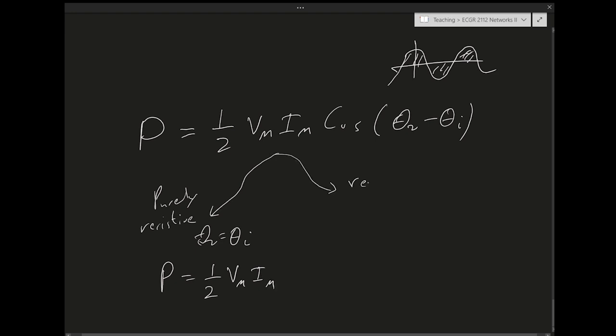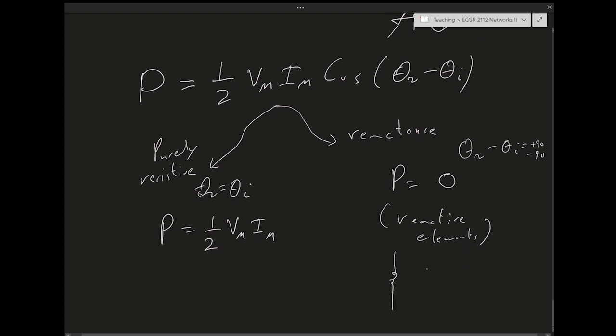If we have a reactance, what happens? Then theta V minus theta I equals either plus 90 or minus 90, right? We're either leading by 90 degrees or lagging by 90 degrees. So we end up with half Vm Im cosine of positive 90 or minus 90. What's cosine of 90 or minus 90? It's 0, right? So P equals 0 for reactive elements, meaning elements that are either inductors or capacitors.